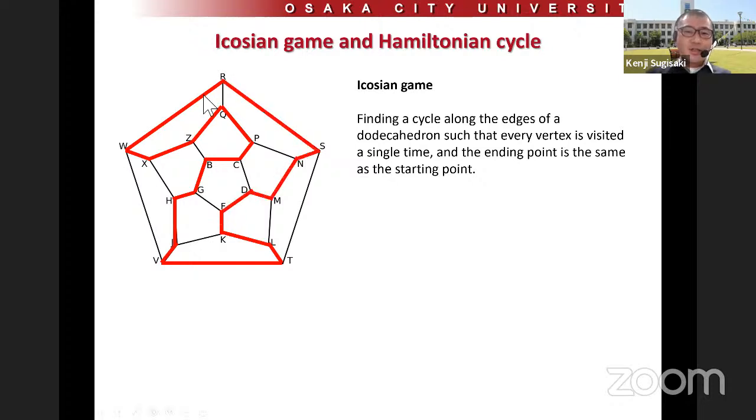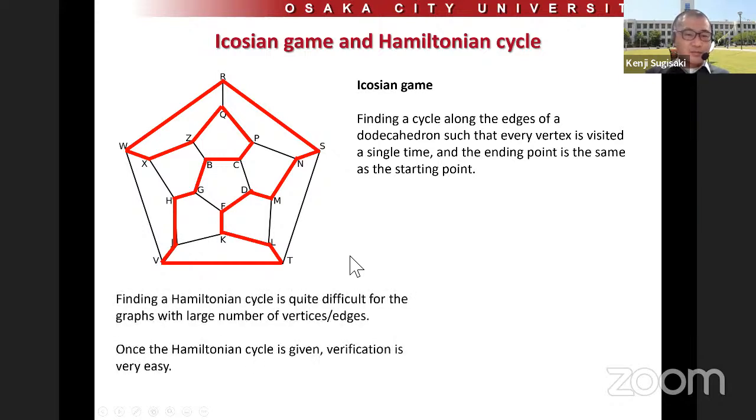In this case, this cycle visits all the vertices once and only once, and the starting point and the ending point are the same. So why is this problem very famous? Because finding the Hamiltonian cycle becomes quite difficult for graphs with a large number of vertices or edges. And also, you can easily understand that once the Hamiltonian cycle is given, verification is very easy.